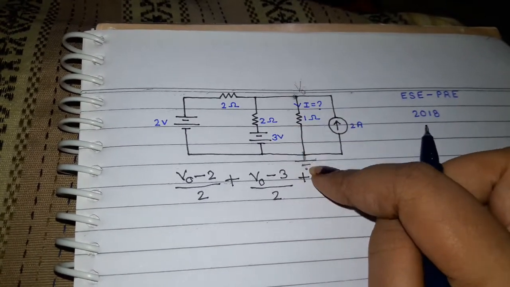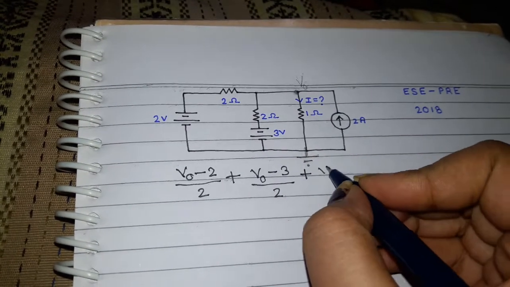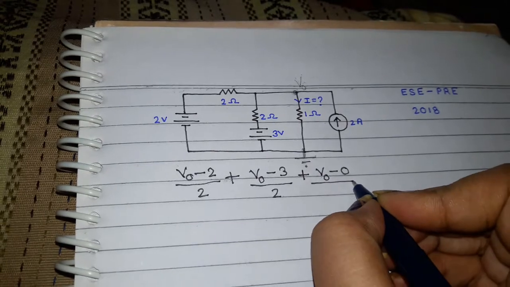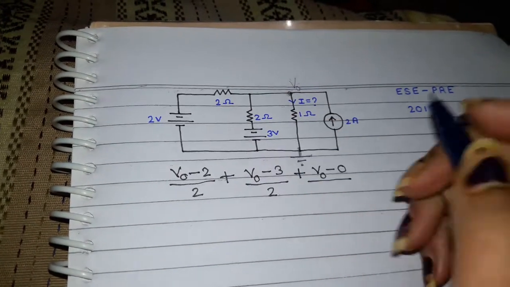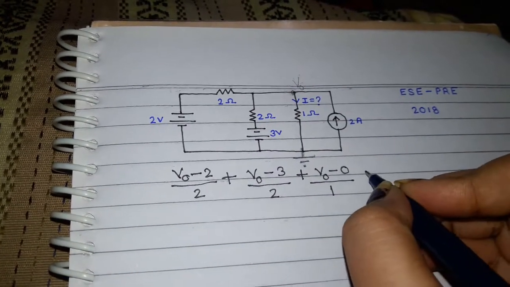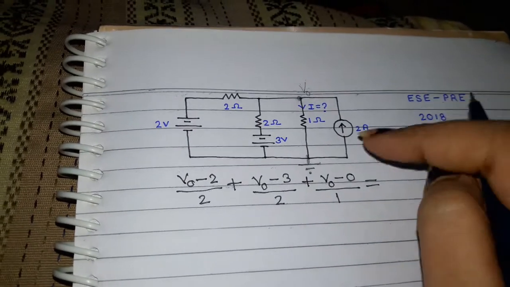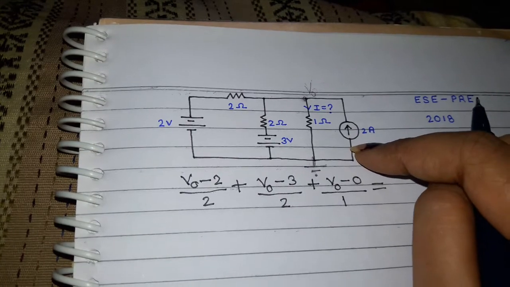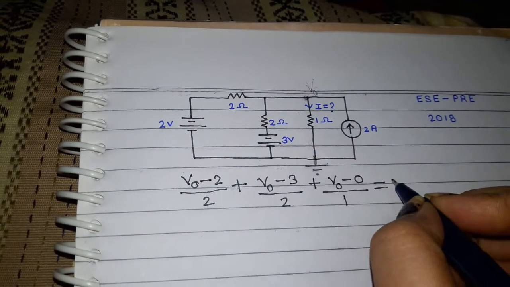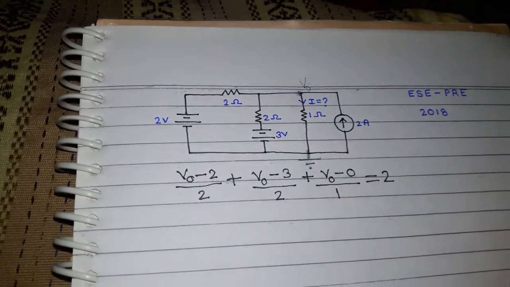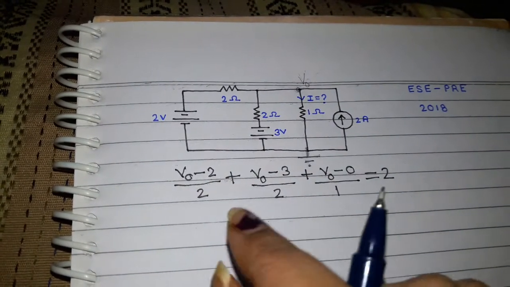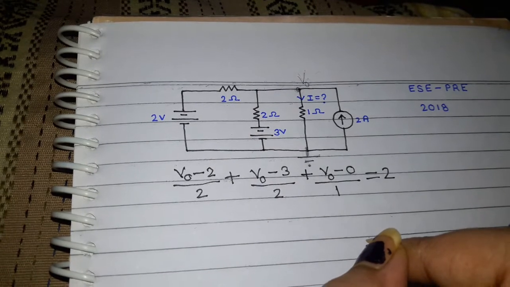Here you see, this is ground, so it is V0 minus 0. Okay, and the resistance you are meeting with is 1 ohm, equals to, okay, this is your current alone. There is no voltage source, there is no resistance, straight away current. So you put the current straight away like this. This is your required nodal equation for this particular circuit over here. It is pretty easy and nothing to be worried about.